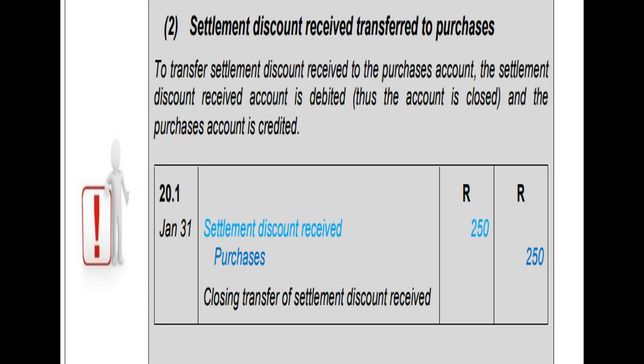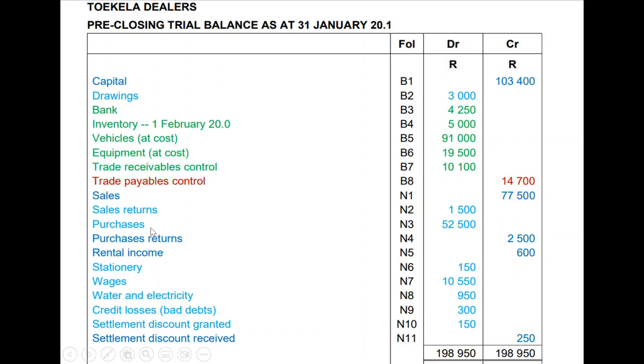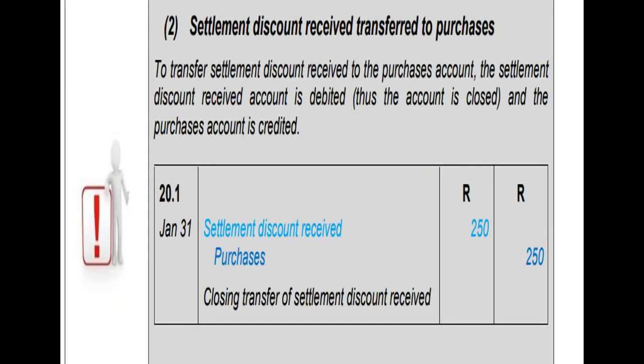Then number 2 here, what I also want to show you, before you close off your purchases account, please make sure that you close off your purchases returned and your settlement discount received to where first? To your purchases account. So in this transaction, when you are closing off your settlement discount received to your purchases account, your purchases account needs to be reduced, because purchases is an expense account. It reduces on which side? On the credit side. So we credit the purchases, we debit the settlement discount received.